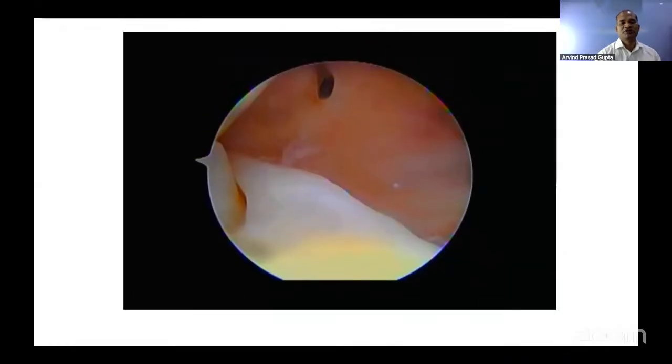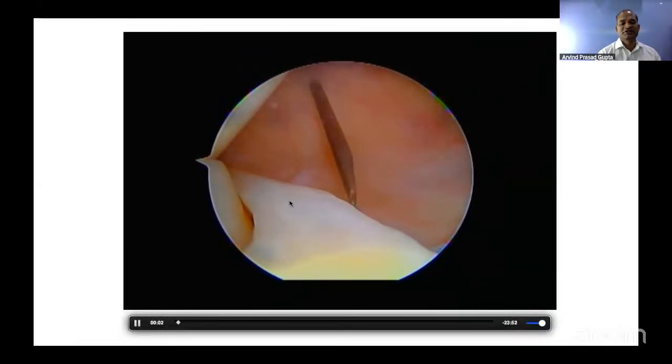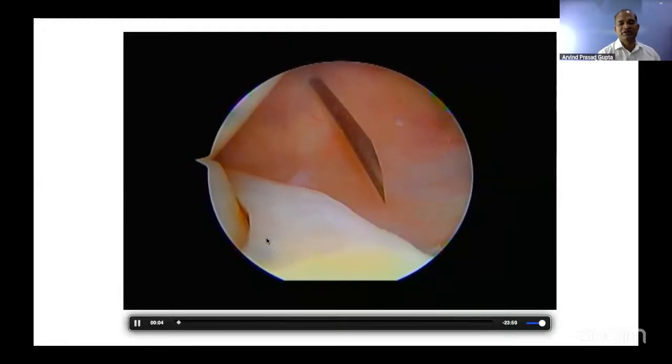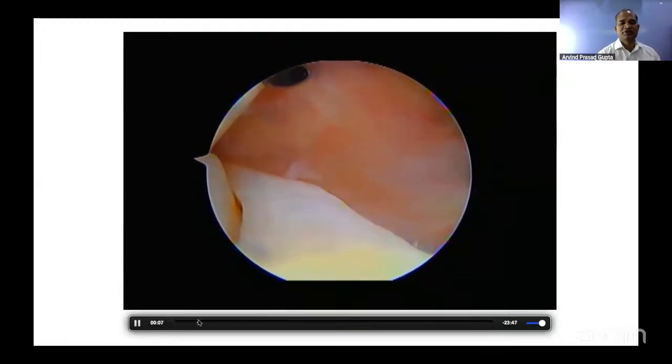So this is how this looks. So this is the needle. This is the other side, another knee. You can see the needle has been passed over that.